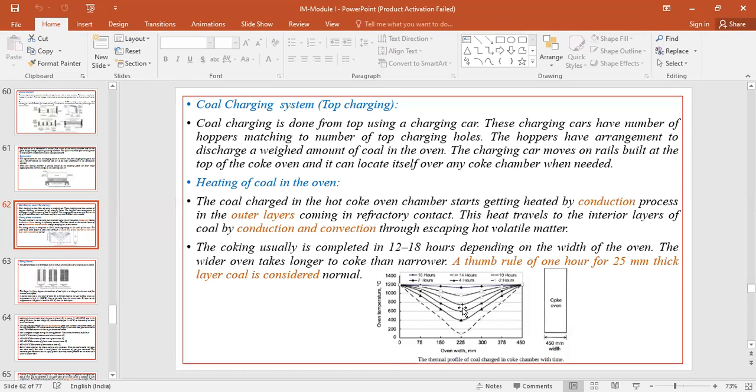Similarly, at 7 hours it is around 600. For 10 hours it is around 800. For 14 hours it is around 1000. And if you see, after 16 hours, the temperature is uniform throughout the oven from the periphery towards the center. That means the cooking process is completed.